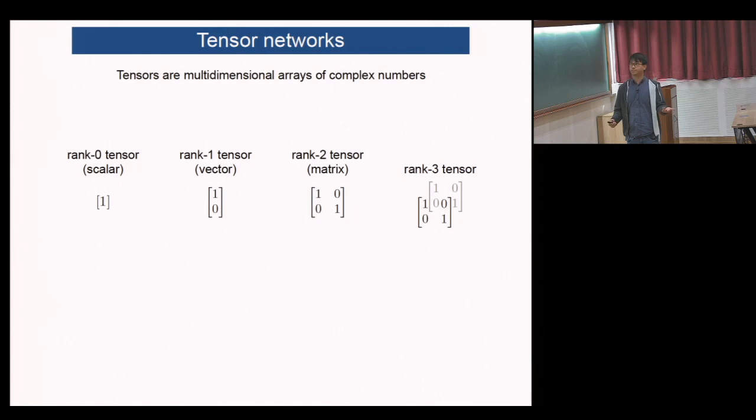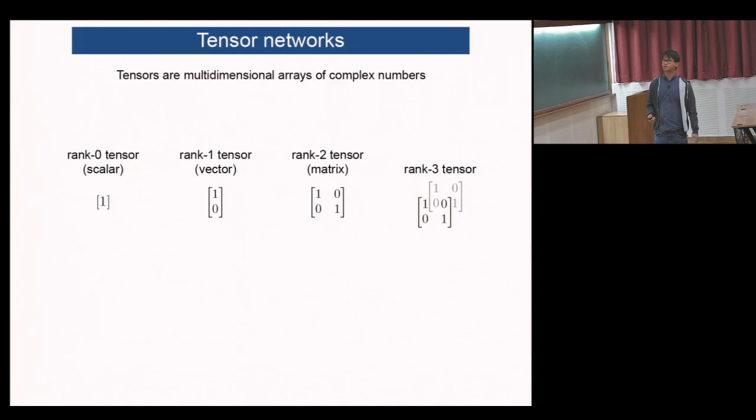But then you can think about a vector which has one index, that's a row or a column, and that's a rank one tensor. Similarly, you can extend this to a matrix which has two indices, a row and a column, and then you call it a rank two tensor. Similarly, you can define higher rank tensors and so on, right? So these are just tensors. I have given examples of specific real numbers, but they can be complex numbers in general.